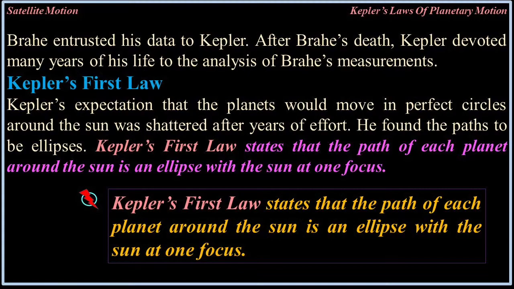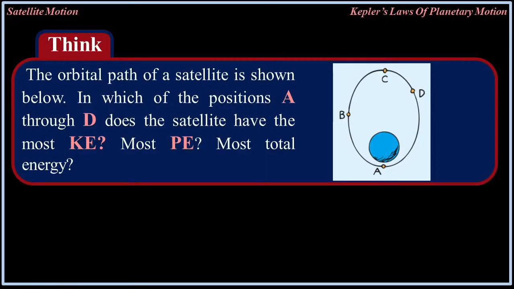Kepler's first law. Kepler's expectation that the planets would move in perfect circles around the sun was shattered after years of effort. He found the paths to be ellipses. Kepler's first law states that the path of each planet around the sun is an ellipse with the sun at one focus. Think. The orbital path of a satellite is shown below.